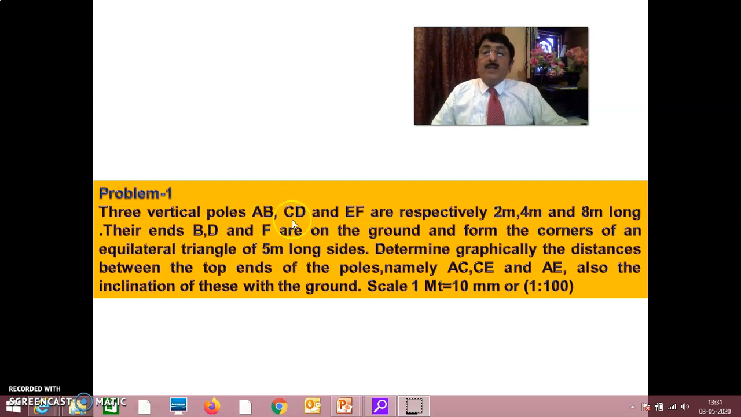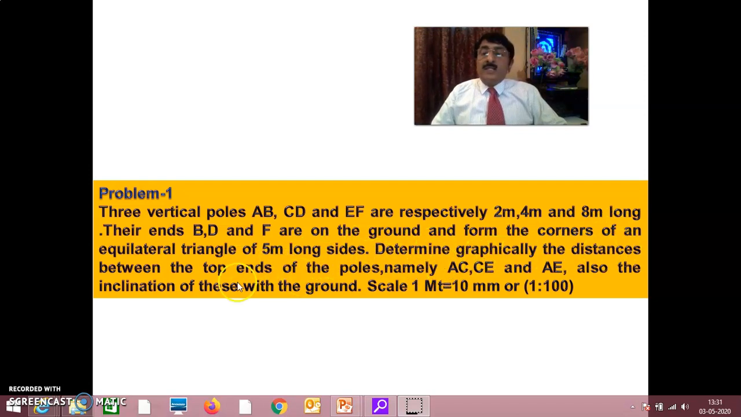One is AB, another is CD, another is EF, respectively 2 meter, 4 meter and 8 meter. AB is 2 meter, CD is 4 meter, EF is 8 meter. With their ends B, D, F on the ground, means that B dash, D dash, F dash should be on the ground. That means they are on the XY line. Okay. Now, the ends are on the ground and form the corners of an equilateral triangle of 5 meter long sides.